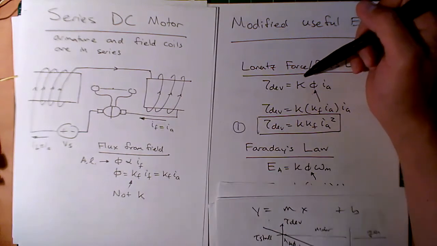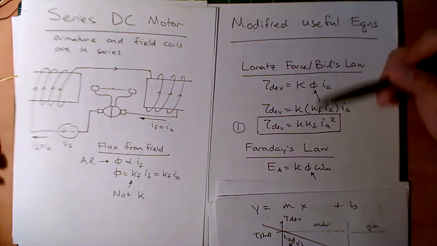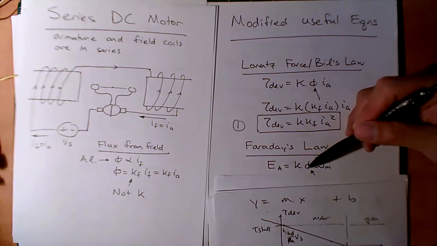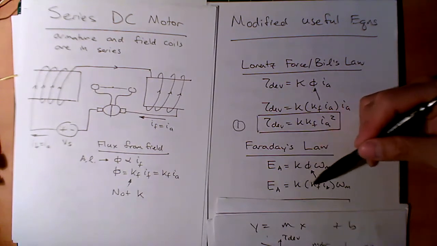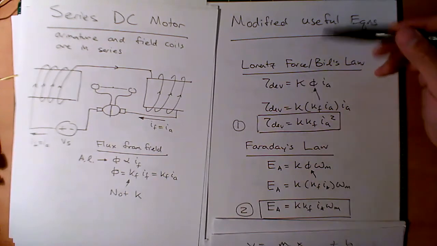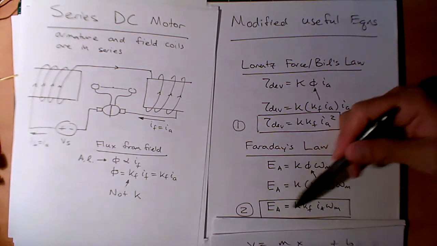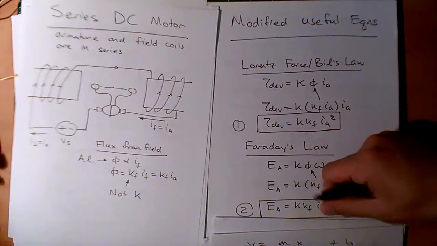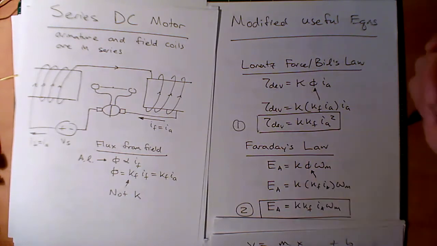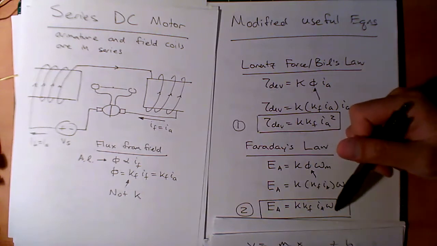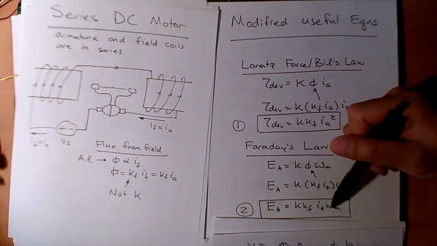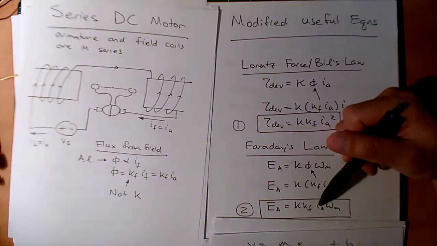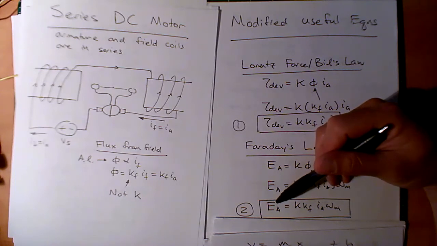Faraday's law, same equation as before. The same thing, Ampere's law applies to that phi. And so I get EA equals K KF IA omega M. So for a series motor, the back EMF is not just dependent on the speed, but it is also dependent on the current in the armature. Of course, if there's no speed, it doesn't matter if there's non-zero current, you still have zero back EMF. Makes sense. But if you have some non-zero speed and you adjust the armature current, you can adjust the back EMF that you're generating.